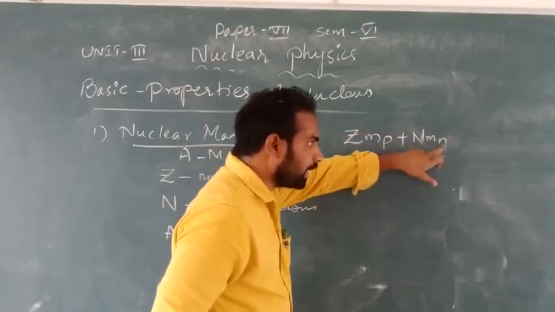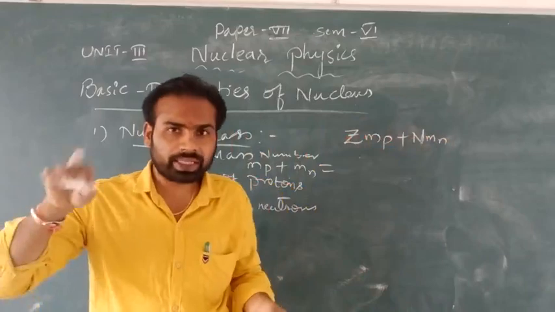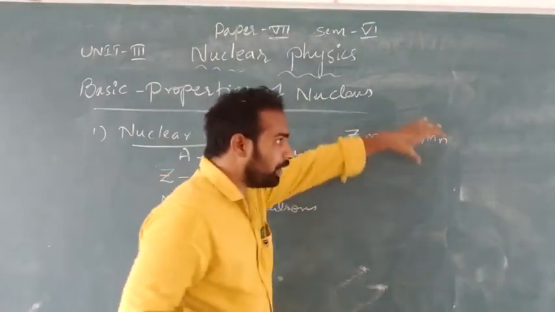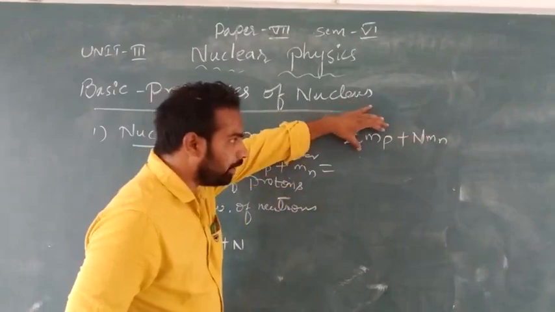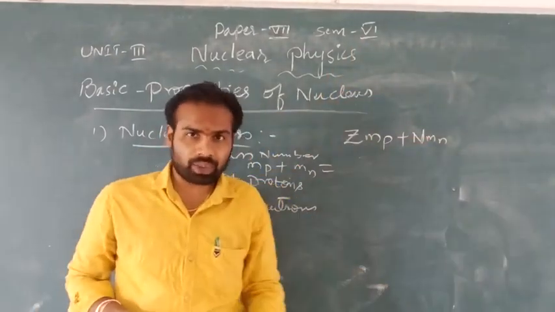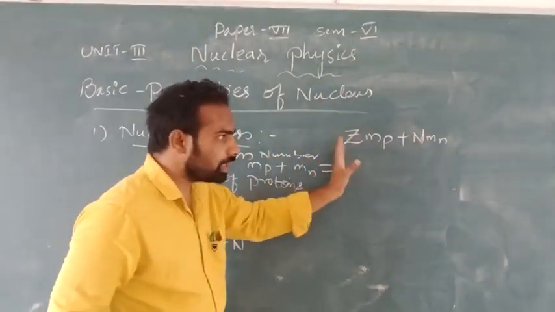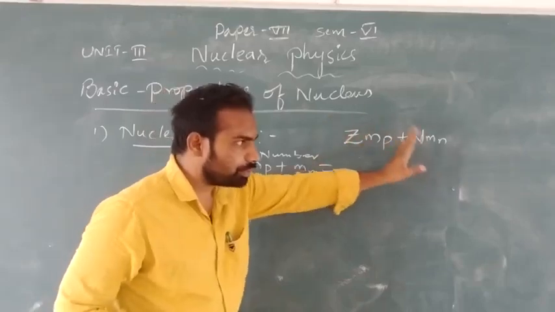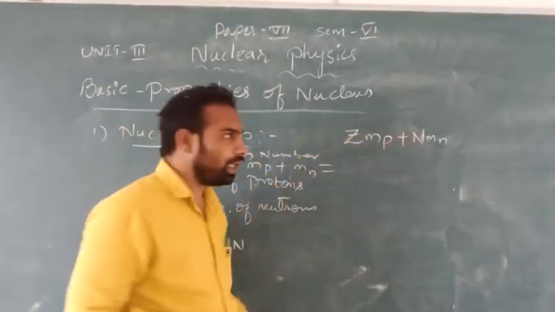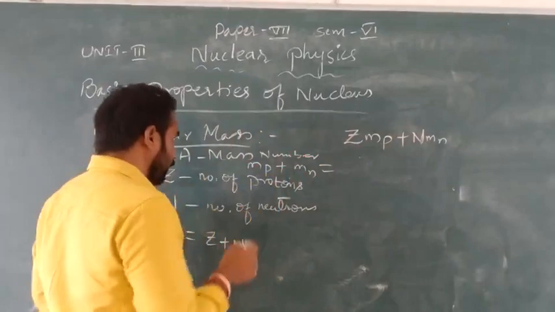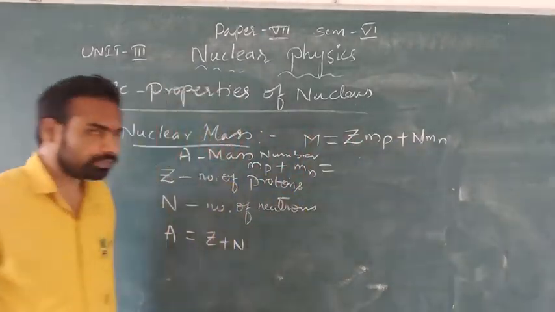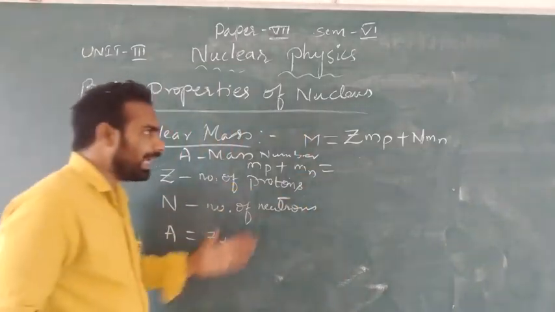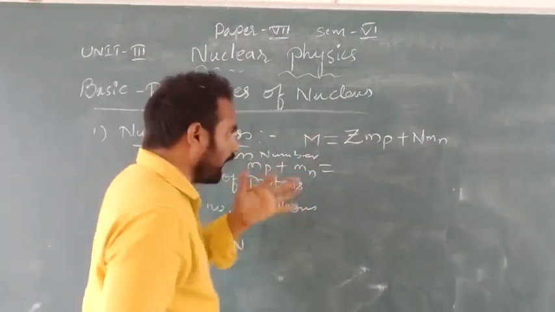The mass of each neutron is Mn, and the total number of neutrons is capital N. So N into Mn gives the mass of all the neutrons, and Z into Mp gives the mass of all the protons. The sum of the mass of protons plus neutrons gives the total mass of the nucleus. Like this, we will calculate the nuclear mass.